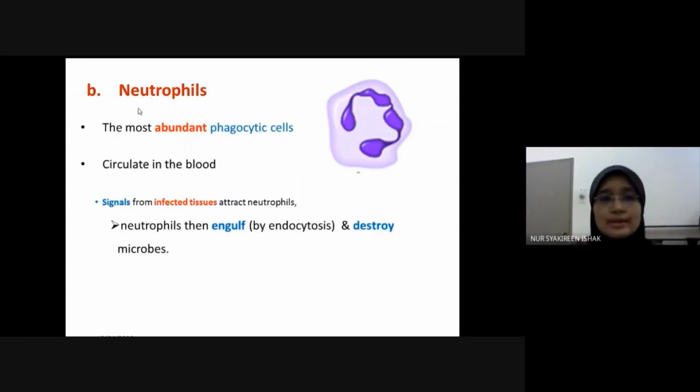All right, and then the second one is neutrophil. It is the most abundant. When you are infected by virus or pathogen, the one that will come first is the neutrophil. They are the most abundant. They will circulate in the blood. Signals from infected tissues attract neutrophils. The neutrophil engulf and destroy the microbes.